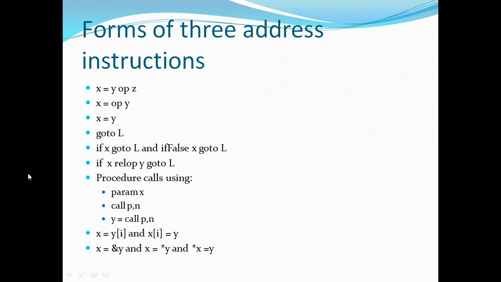And for representing arrays, you need to use forms like x is equal to y of i and x of i is equal to y. And finally, here I have the forms with an ampersand and with an asterisk. These are used as in pointers. If you want to use pointers, these are the forms of representation for the 3 address instructions. That means we need to follow the form of representation, and based on those, we implement the translation statements.